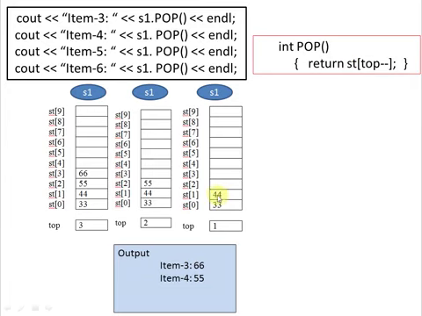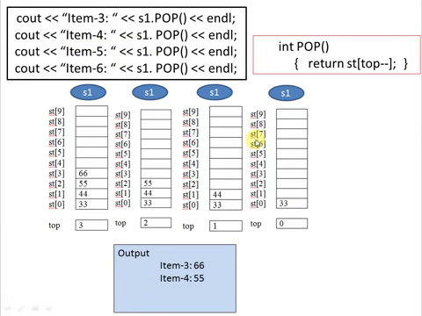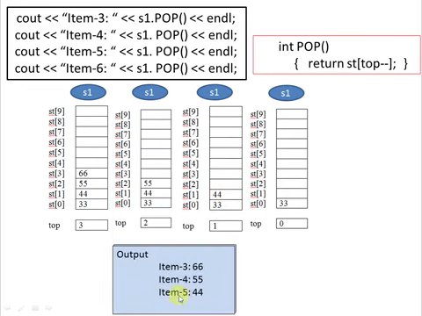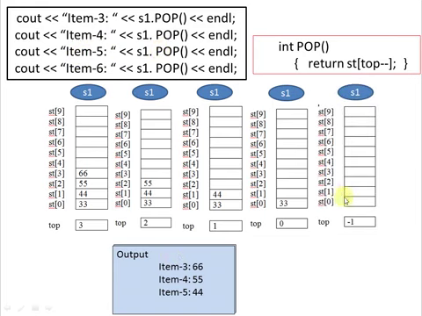If we want to remove the next value 44, it will be removed with the execution of this third line of the main program. So the status of S1 becomes 33 because 44 has been removed. This third line will display the output atom 5 is equal to the return value 44. Next, 33 has been removed from the stack and the top value becomes -1 from 0. Now the stack has become empty.